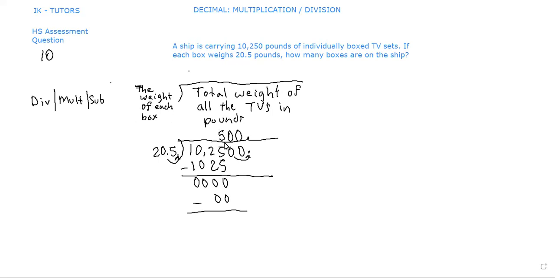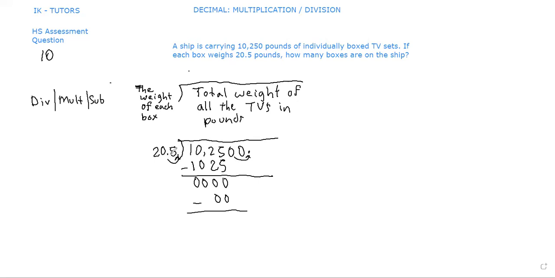We see below we've already written in the numbers. Let's get rid of that and explain a few things here. Okay. So the weight of each box, they say, is 20.5 pounds. So we're dividing 10,250 by 20.5. However, we cannot divide by a decimal doing long division. We can do it on the calculator, but not long division.